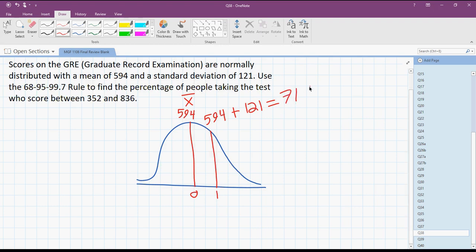715. So we want to know what the percentage is between 352 and 836. So we've got to keep going then. 715 is not large enough.